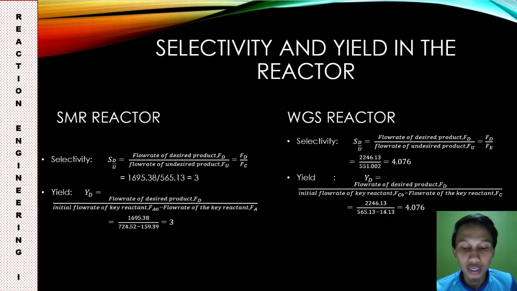For this SMR reactor, the value that we obtain is 3. So the selectivity of hydrogen is 3 to 1 relative to carbon monoxide. Next is yield. Our yield is the flow rate of desired product over the initial flow rate of the key reactant, which is our methane at initial flow rate minus the flow rate of key reactant at outlet.